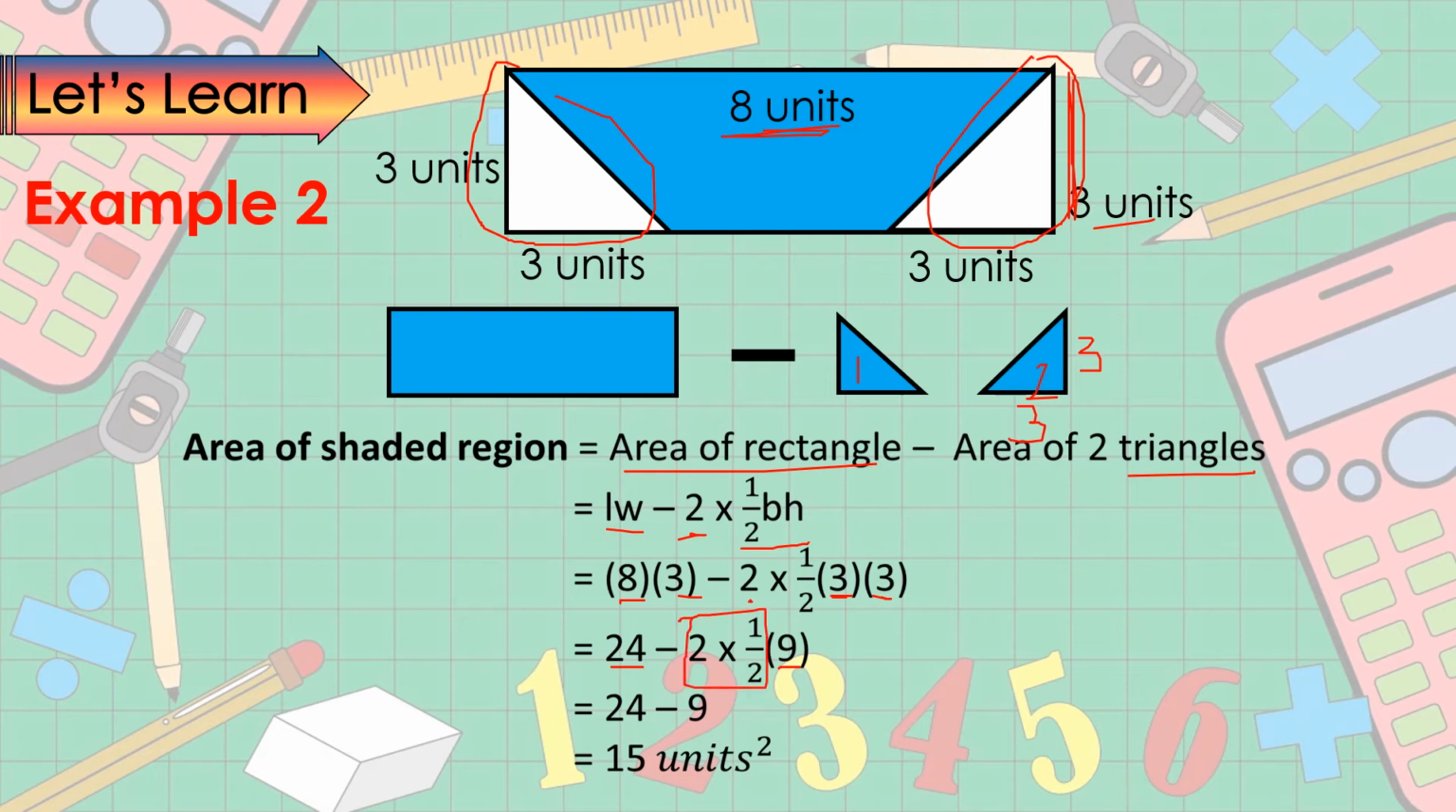So we have 2 times 1/2. If we give the 2 a ghost denominator of 1, we will have 2/1 times 1/2. And if we multiply it, we can cross multiply or we can cancel. This will become 1 and this will become 1 also. So therefore, we have 1 times 9. It will become 9. Bring down the 24. So we have 24 minus 9. We have 15 square units as the final answer. So in this problem, we use the area of a rectangle and the area of a triangle.